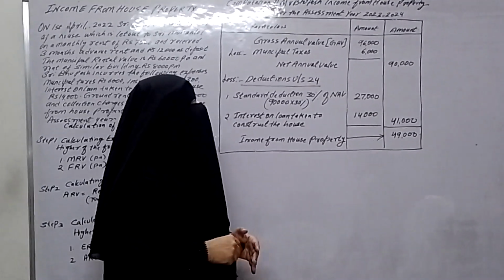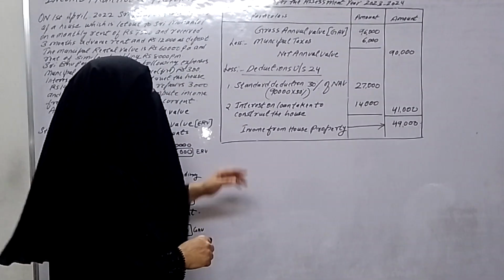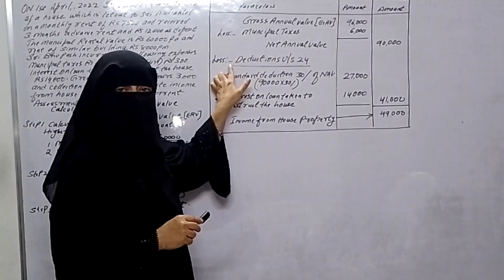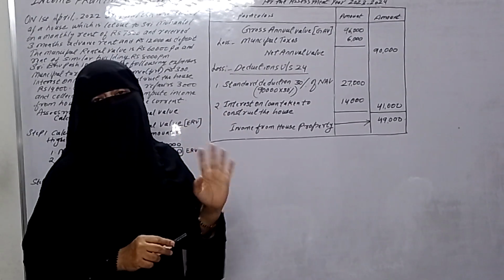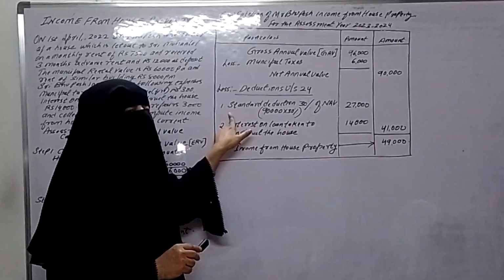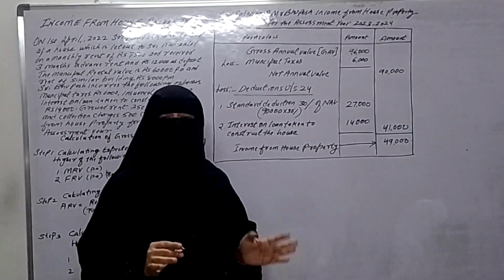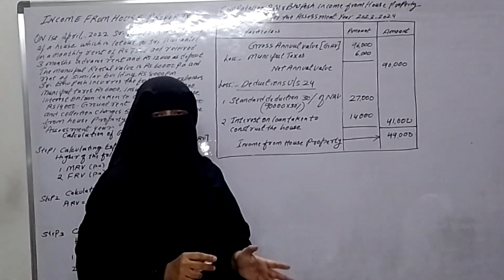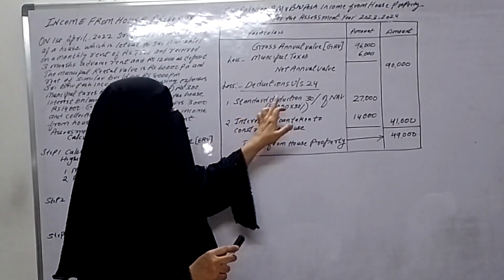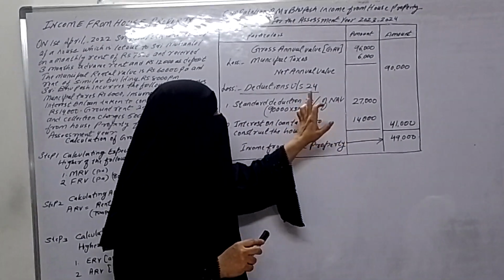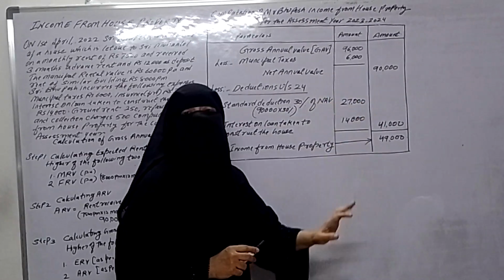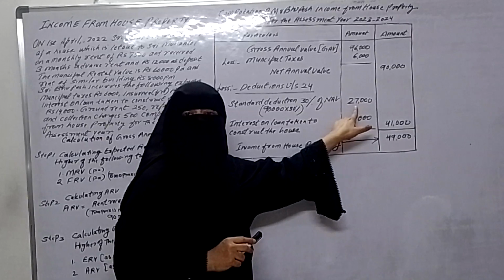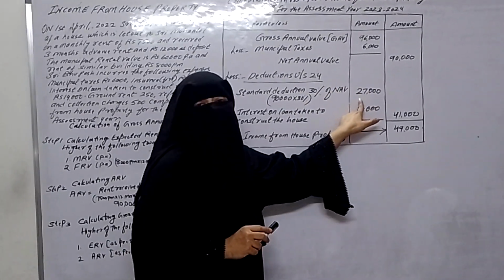After getting the net annual value, we get the deductions. Less deductions under section 24. Under section 24, only 2 deductions are allowed. The first one, standard deduction. This is the compulsory deduction, 30% of NAV. This 30% is fixed. 30% of NAV is our standard deduction. So we just found the NAV, that is 90,000. And 30% of this 90,000 is 27,000. You should write it in inner column.